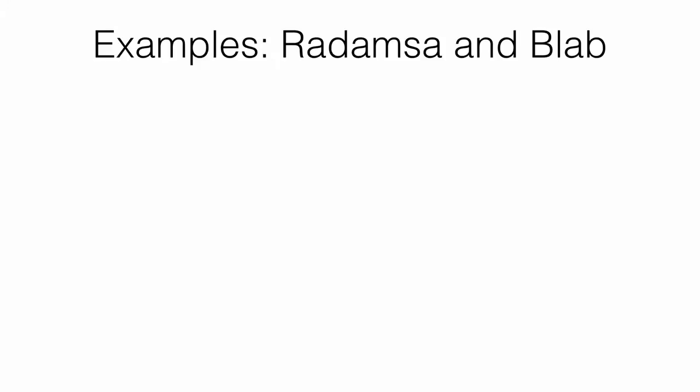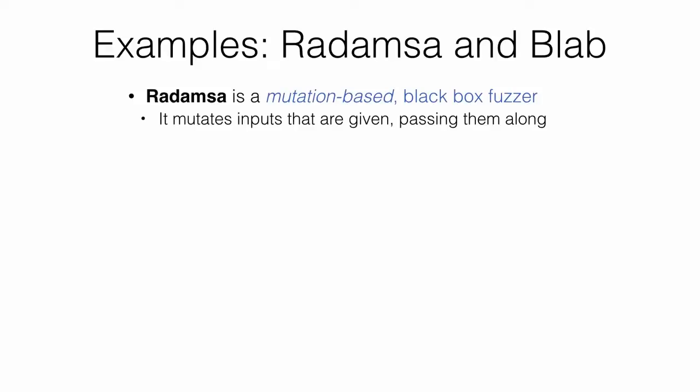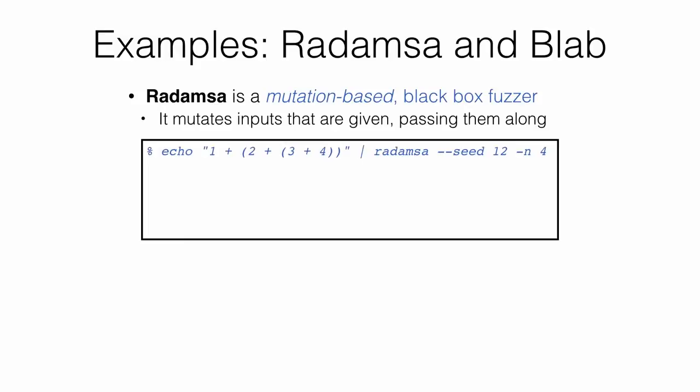An example of a file-based fuzzer is Radamsa. Another one is Blab. Radamsa is a mutation-based black box fuzzer. It mutates inputs that are given, passing them along to the target program. So here's an interaction with Radamsa. We start by echoing a legal input, passing it to Radamsa. Radamsa's arguments include a random seed, as well as the number of random input mutations to generate. You can see here that the inputs that Radamsa produced are variations of the input it originally received.